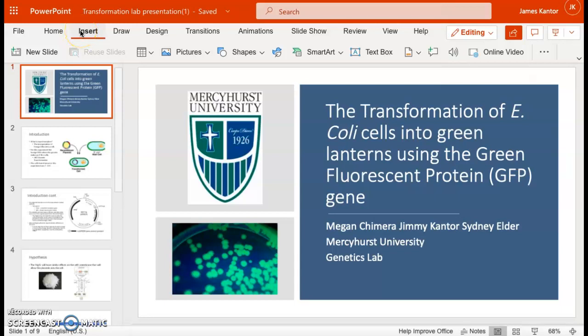Our presentation is the transformation of E. coli cells into green lanterns using the green fluorescent protein gene.